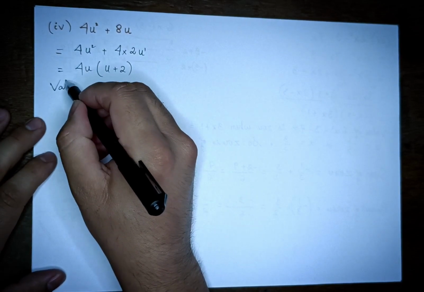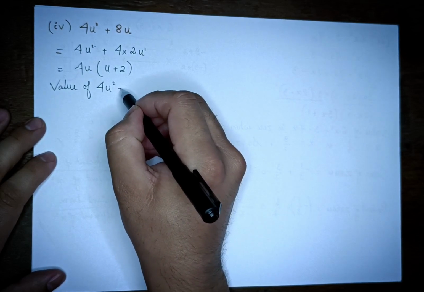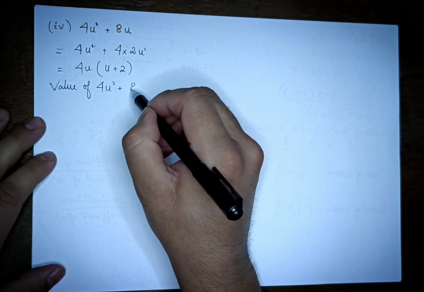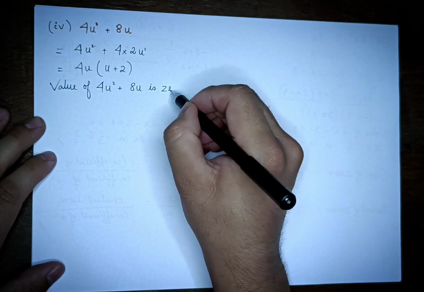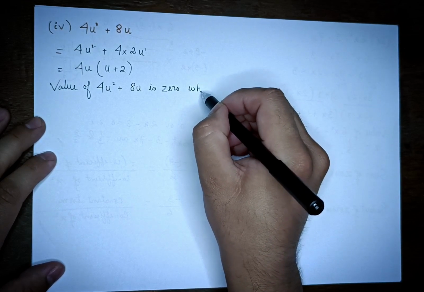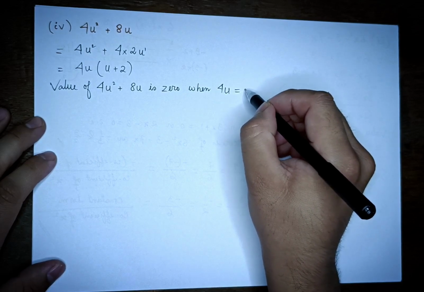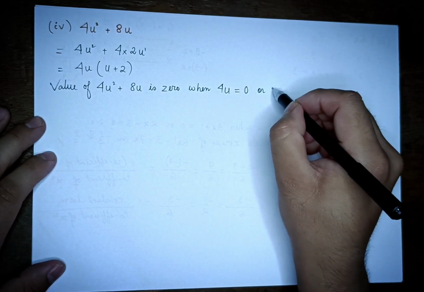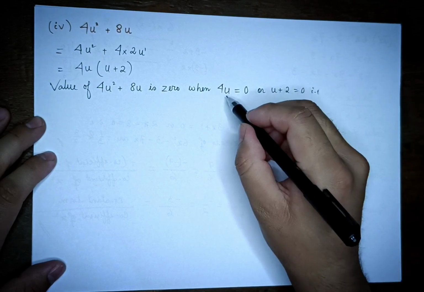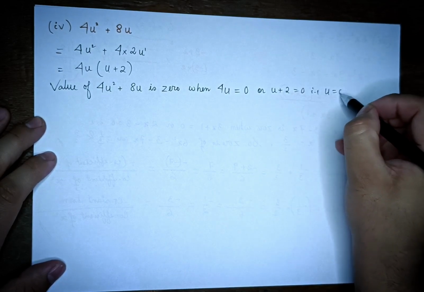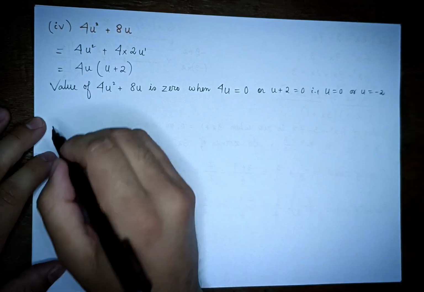This value of 4u square plus 8u is 0 when 4u is equal to 0 or u plus 2 is equal to 0. That is, after transposing we get u is equal to 0 or u is equal to minus 2.